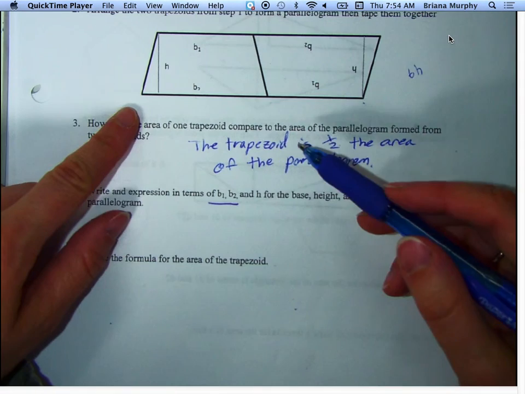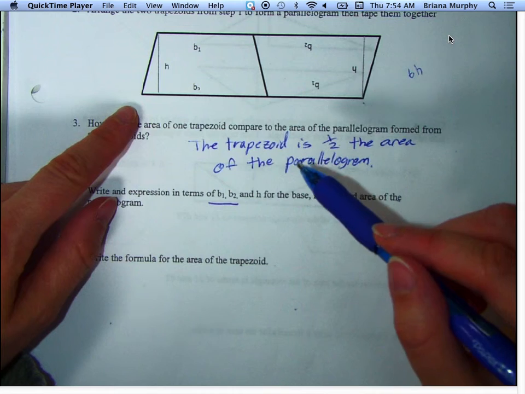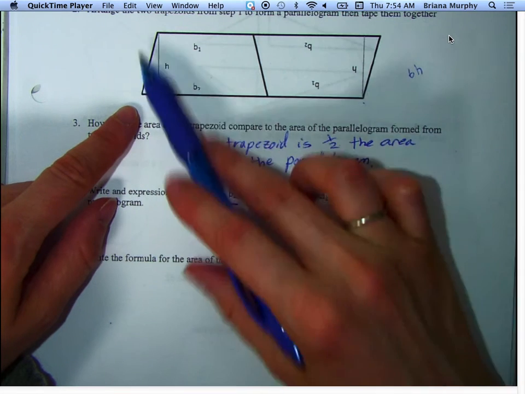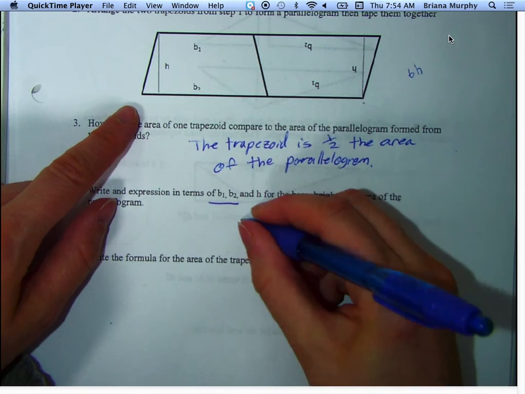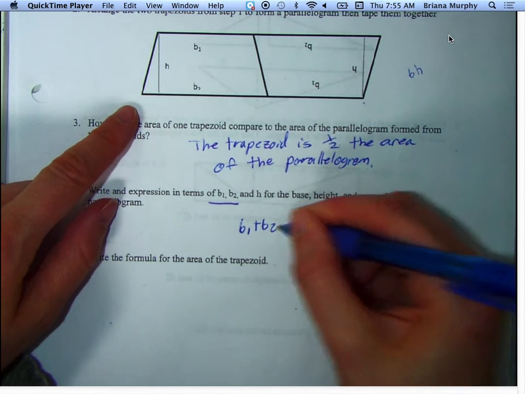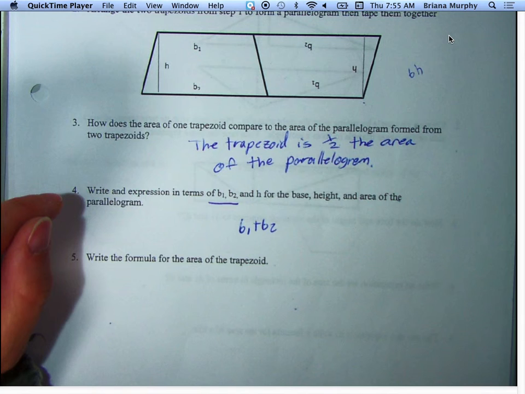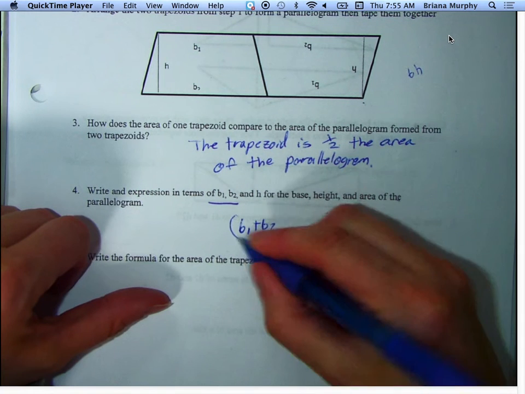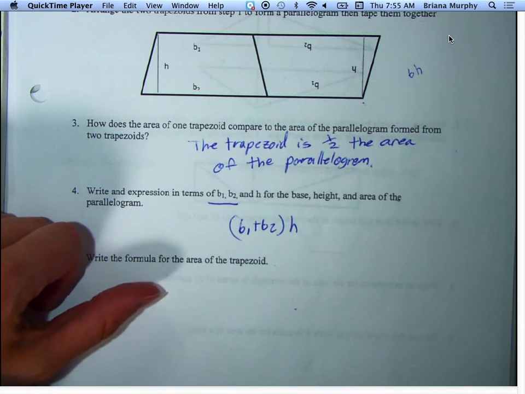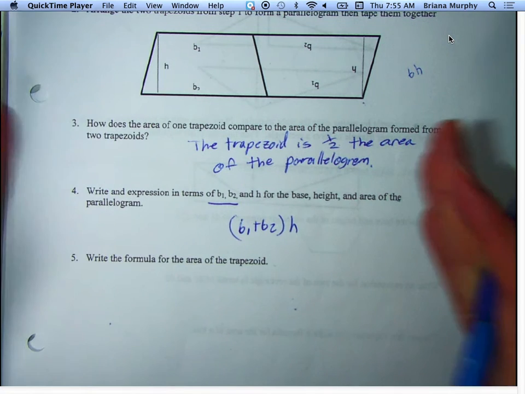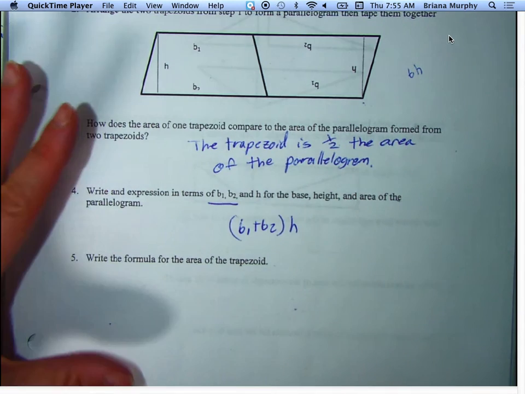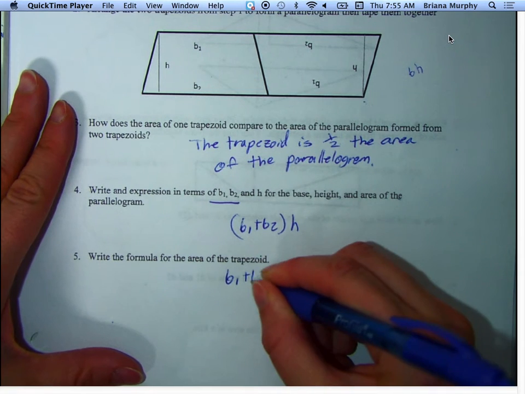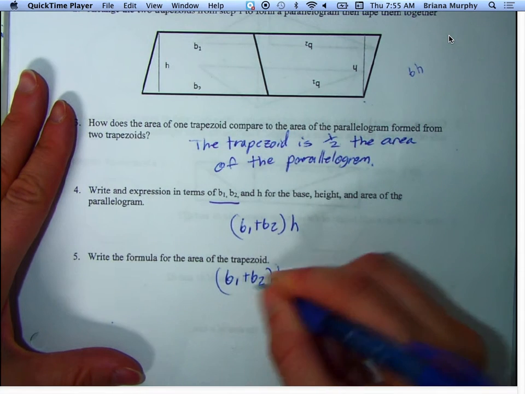Now, I had a lot of people struggle with this. What is the base of this parallelogram right here? B1 plus B2. Base 1 plus base 2. I had people put times. I had people put all kinds of crazy stuff. Okay. The height is still height, correct? Yeah. That's the formula for this area. The only thing different with a trapezoid is we know it's half as big. So we are going to divide it by 2.